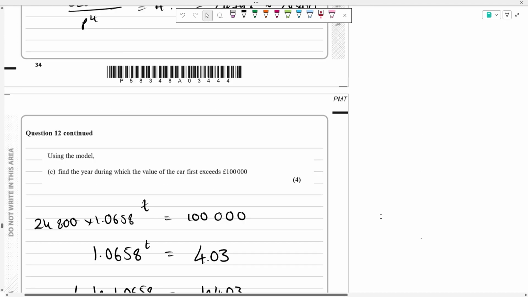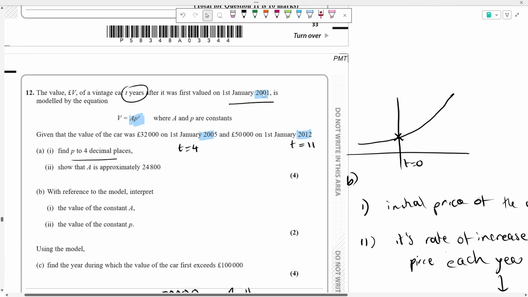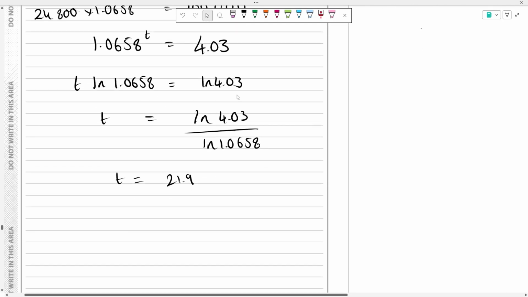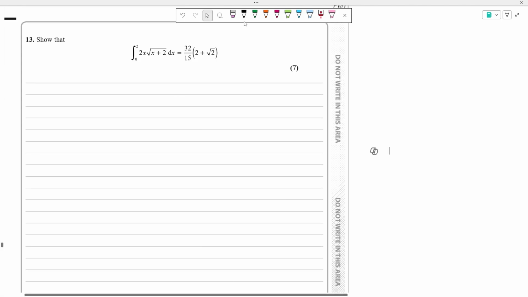But since it's in years and it says find the year, at the start it's at 2001. We're going to add 21 years, so that's going to be 2022. Question 13. We have an integration question here, and just by looking at it, we can't really do any sort of chain rule in this.